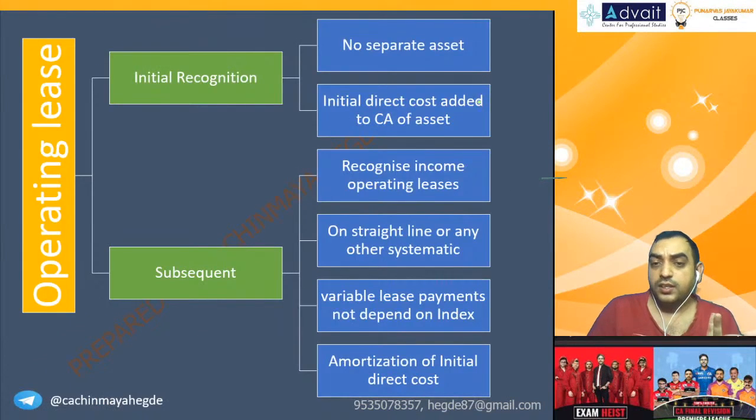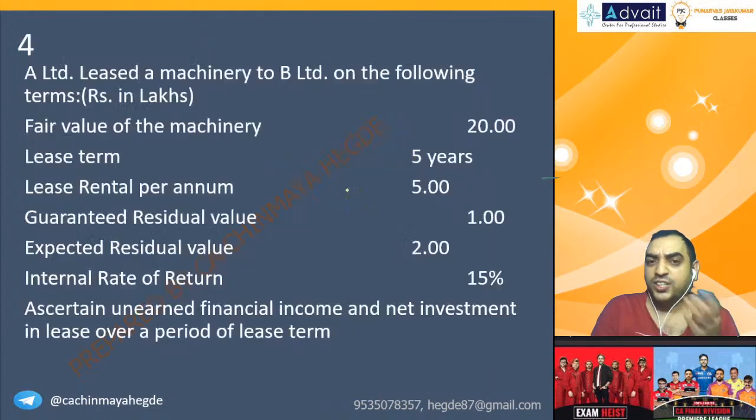Operating lease, you will recognize on a straight line basis. On income is transferred, no asset is derecognized. Operating lease, you recognize it on a straight line basis. Simple one. Question number 4, quickly I'll show you the solution.